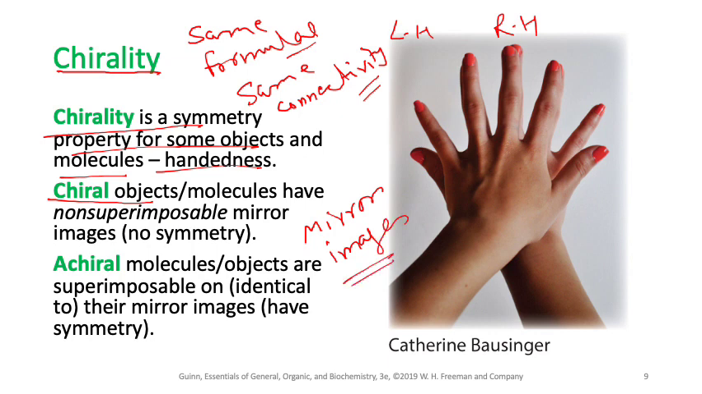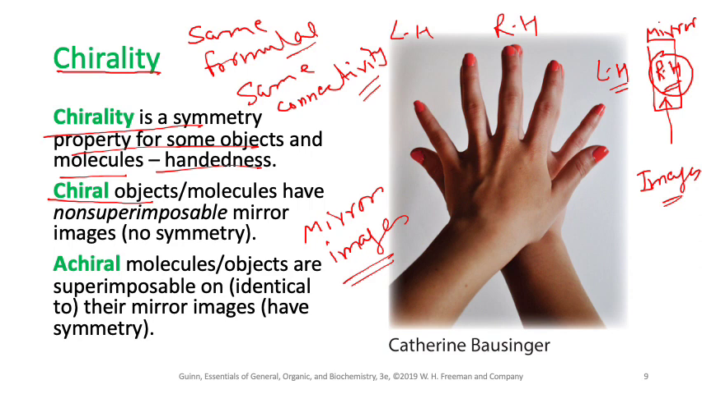And what are mirror images? Mirror images means if you take a mirror and put your left hand in front of the mirror, you will see an image over here, right? And the image you are seeing of your left hand is exactly like your right hand, right? So the mirror image is the same as a right hand image. And if you try to overlap your right hand with the left hand, again the mirror images are not going to overlap with each other perfectly. So that means that object is a chiral object.